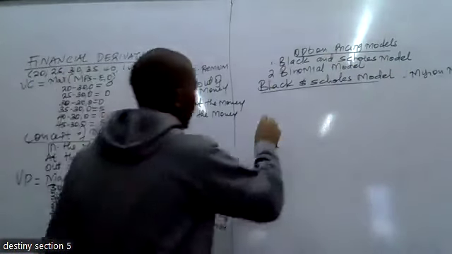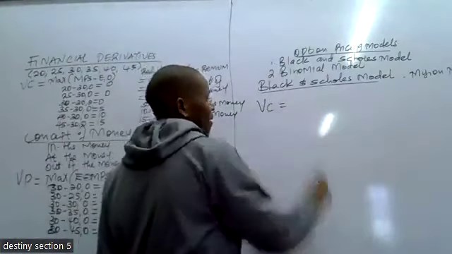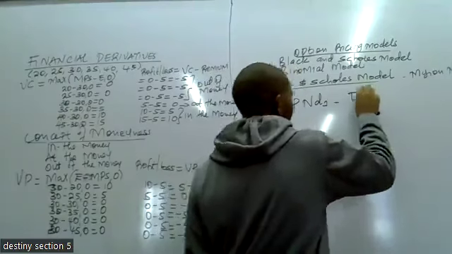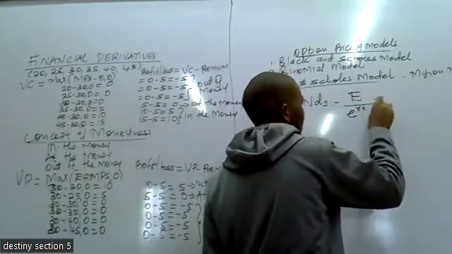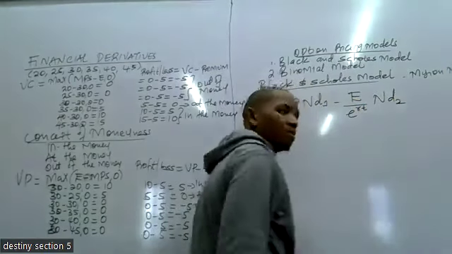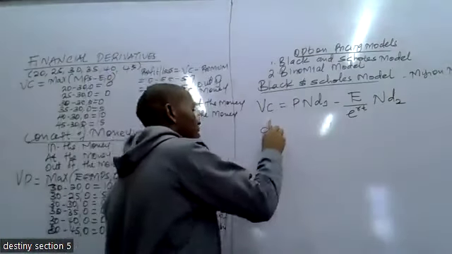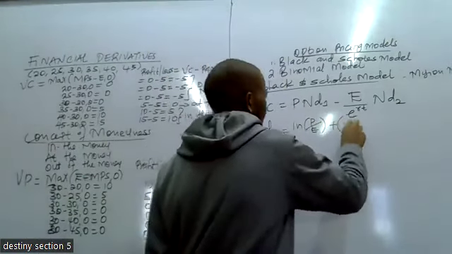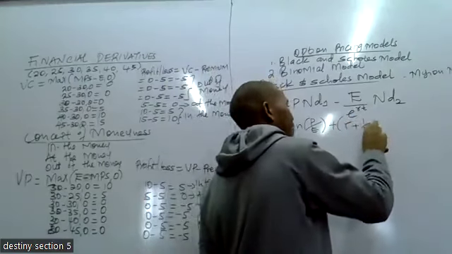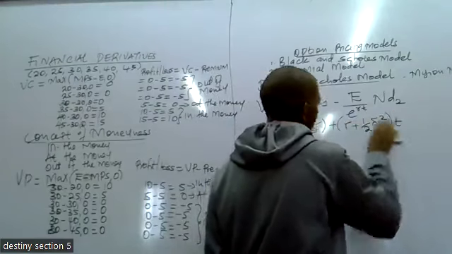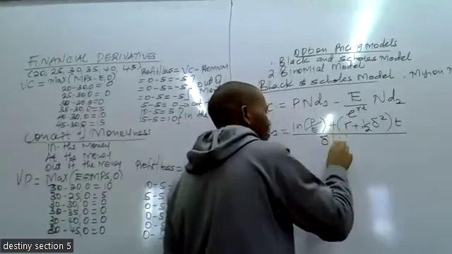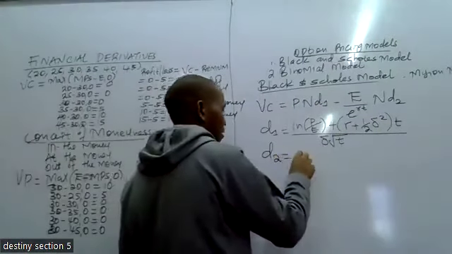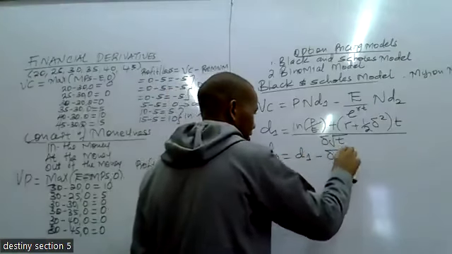In this method, the value of the call is determined by P N(d1) minus the exercise price times exponential of minus RT, times N(d2). To get d1, you take ln of the price over the exercise price plus R plus variance, then you divide by the standard deviation times the square root of time. And d2 is given by d1 minus the standard deviation times the square root of time.